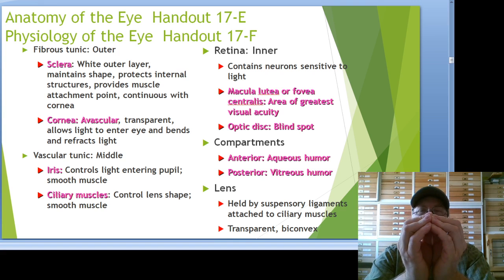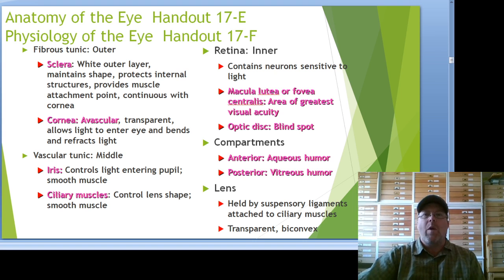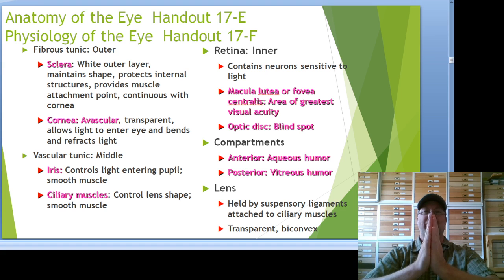When we want to see far away, like let's say you need to look outside the window and look across the street, to focus that light, the suspensory ligaments are going to pull on the lens and make it more flat. This change in the lens shape is called accommodation. All right. So when we are looking up close, our lens is nice and round. When we're looking far away, the ciliary muscles pull those suspensory ligaments and make that lens more flat.